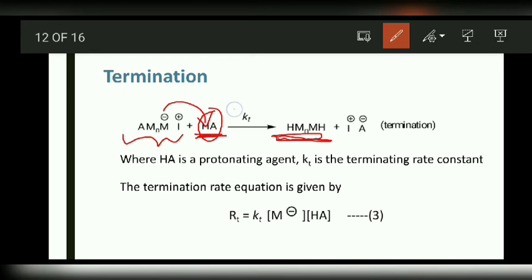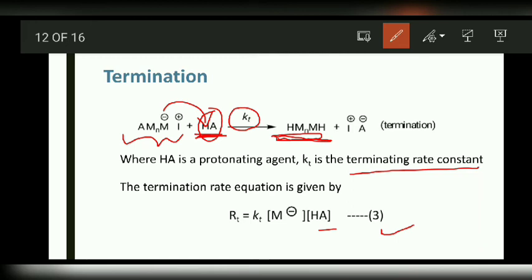So the Kt here is the terminating rate constant, and the termination rate equation is given by Rt is equal to Kt into molar concentration of M minus, that is molar concentration of growing chain, into molar concentration of HA, that is protonating agent. So call this equation number 3.